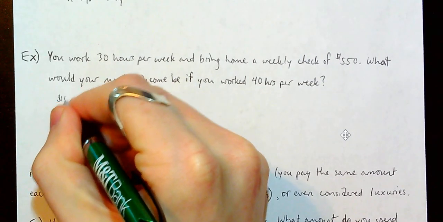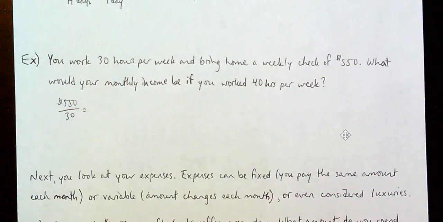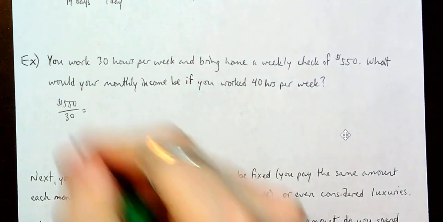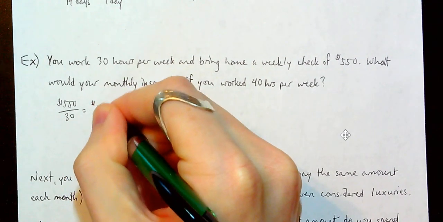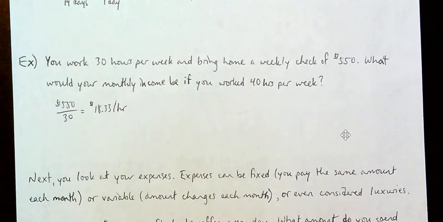So if I do 550 divided by 30, $550 per week divided by 30 hours per week, that is going to give me approximately $18.33 per hour. That's basically how much I make every hour that I work at this place.